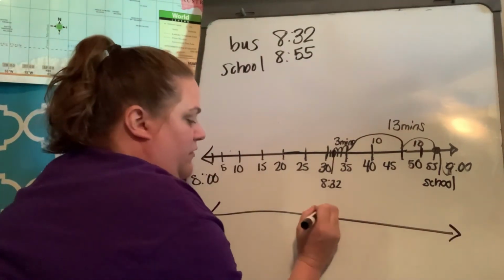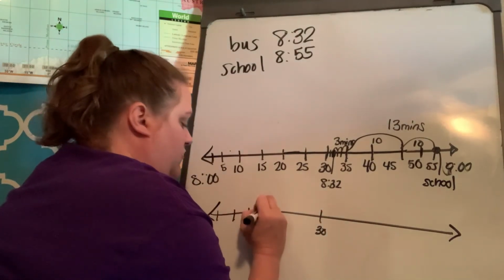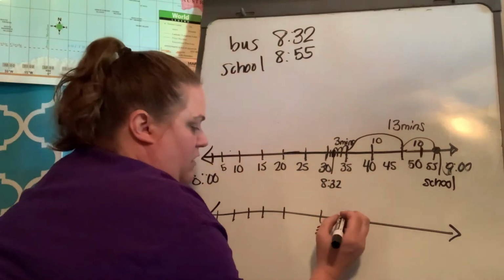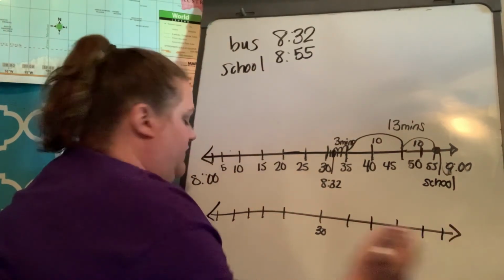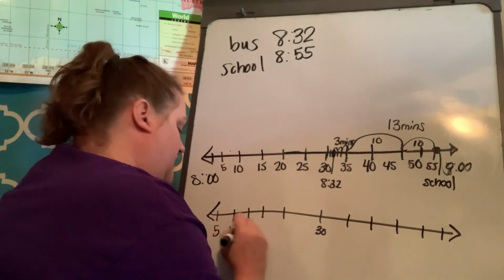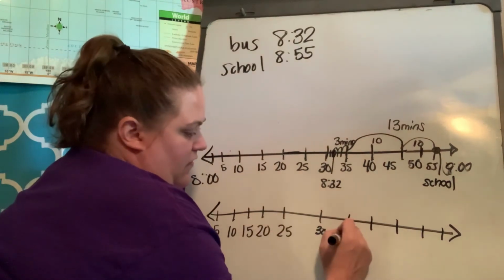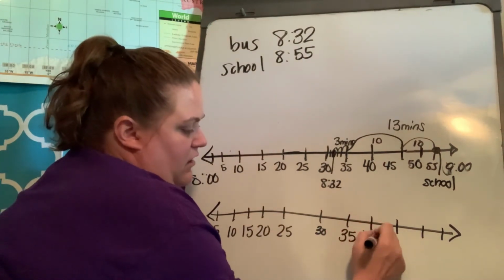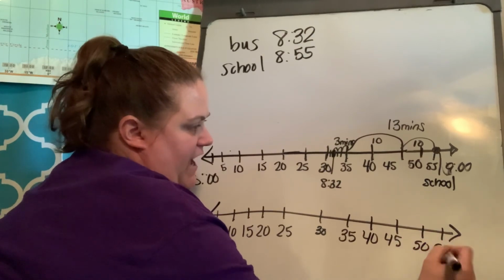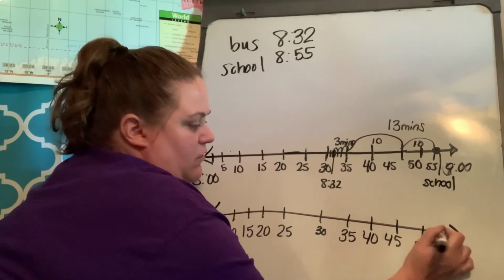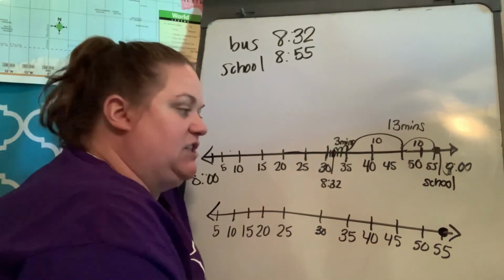I'm going to do 30, 5, 10, 15, 20, 25, 30, 35, 40, 45, 50, 55, 60. So 5, 10, 15, 20, 25, 30, 35, 40, 45, 50, 55. So we know Joan gets to school at 55. So we're going to count back 25 minutes to see what time Joan gets on the bus.